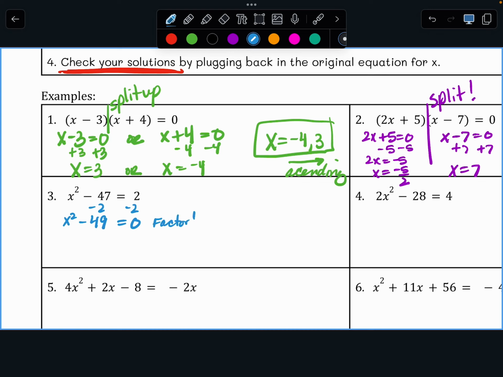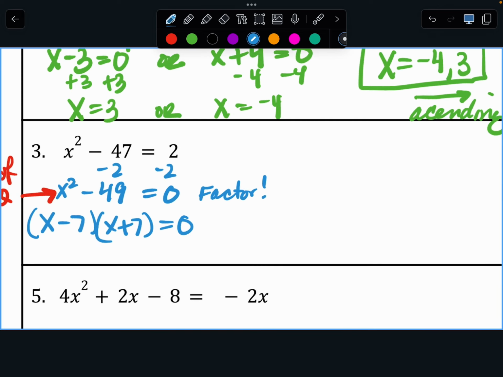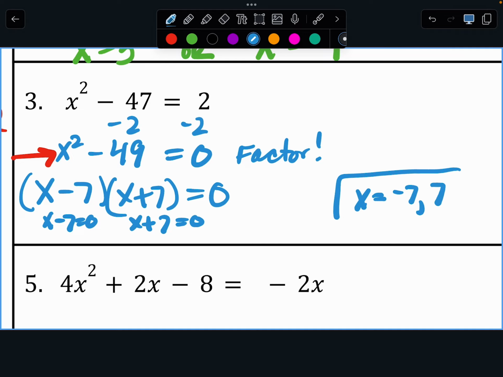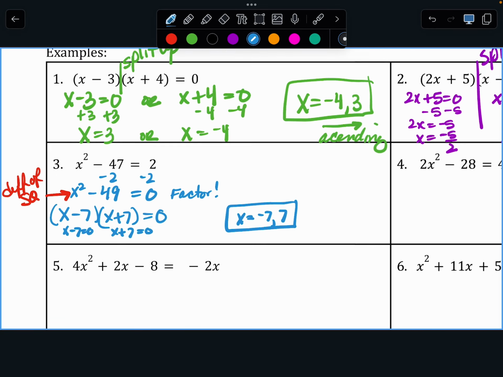This one is not factored. So this becomes x minus 7, x plus 7 equals 0. This is a difference of squares. So then we have x minus 7 equals 0, x plus 7 equals 0. So x equals negative 7 or positive 7 for our answers.